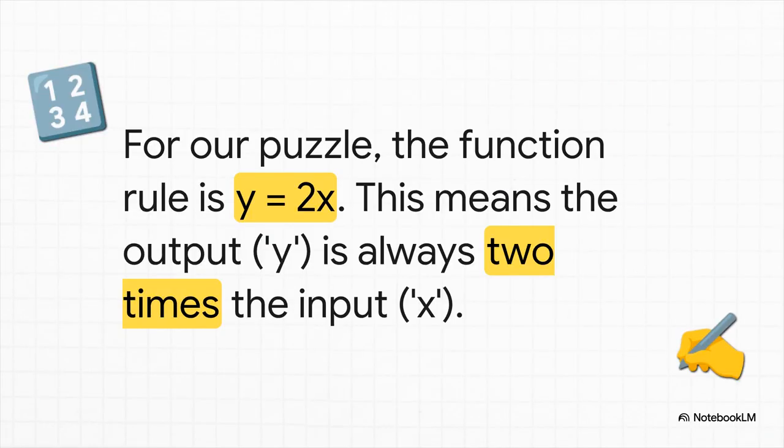And this is what that recipe looks like when we write it in math language. y = 2x. All this is saying is that your output, which we call y, is always going to be 2 times your input, which we call x. See? It's just a super fast way of writing take a number and double it.